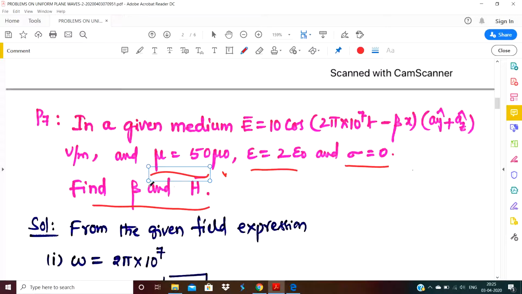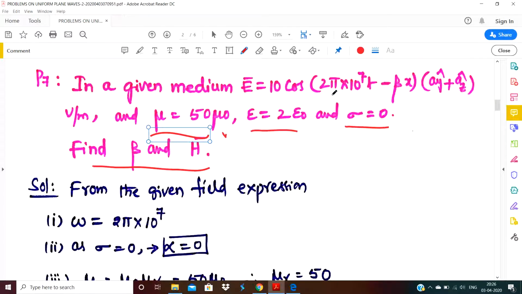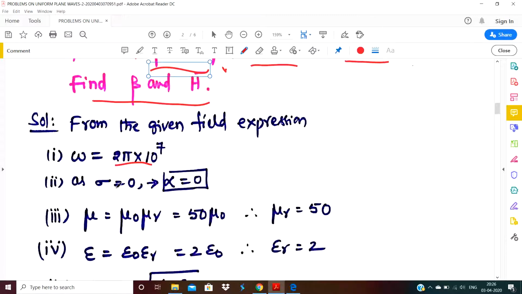By knowing the electric field intensity and the intrinsic impedance, we can calculate the magnetic field. Beta is anyway 2 pi by lambda. From the given information, omega equals 2 pi into 10 power 7, and conductivity sigma is given as 0, therefore obviously alpha equals 0. Next, mu is mu naught into mu r. It is given as 50 into mu naught, so mu r is 50.